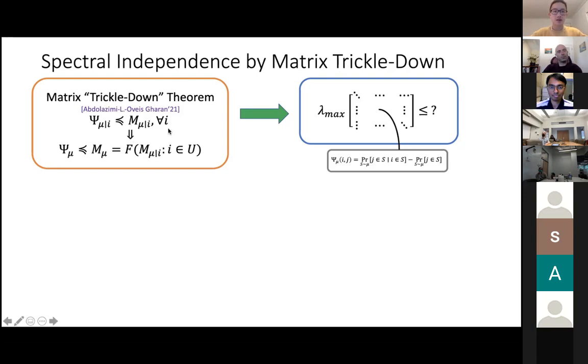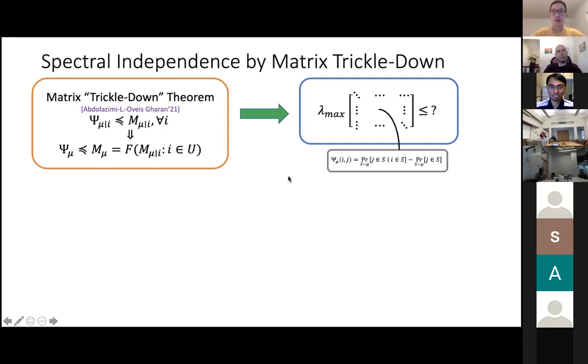So it turns out if you have a bound with some matrices M sub mu conditioned on I, you can get some new bound M sub mu, which is some function depending on the matrices for the conditional distributions. I'm not going to get into too much detail of how to construct these things, but the philosophy is that the way to improve the trickle down theorem is to capture the spectral structure of your influence matrices more tightly using better designed bounding matrices that are not the identity matrix.